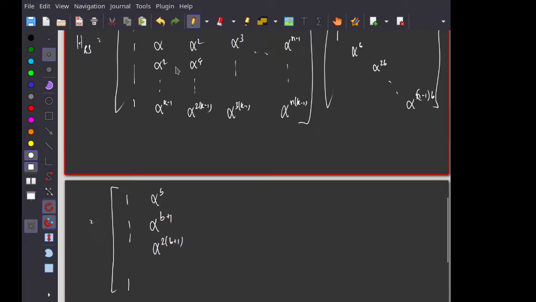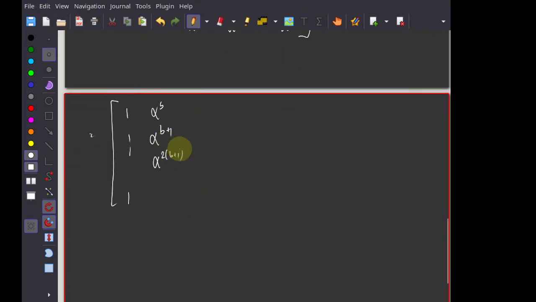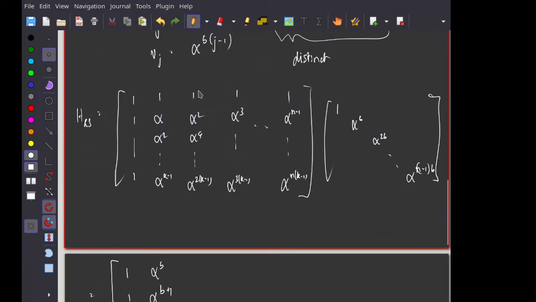The third entry is going to be alpha to the 3b times alpha cube, right? So that is alpha raised to 3 into b plus 1, and so on. It's going to go all the way up to alpha raised to k minus 1 into b plus 1. So what about the third column?